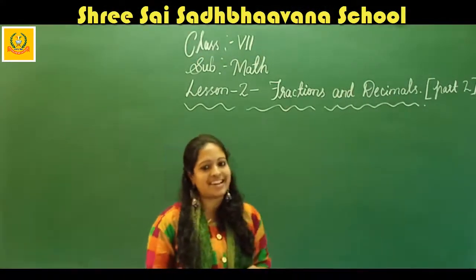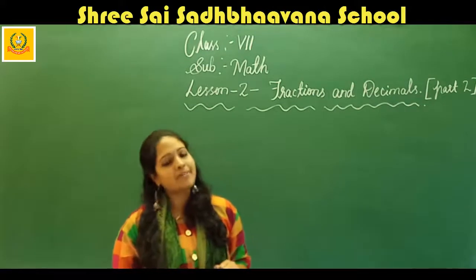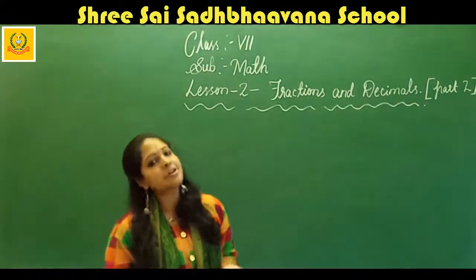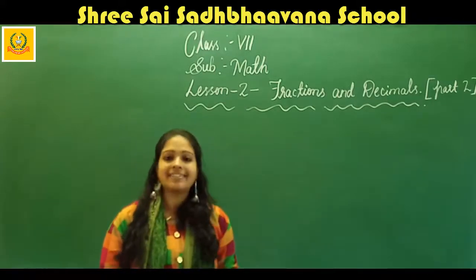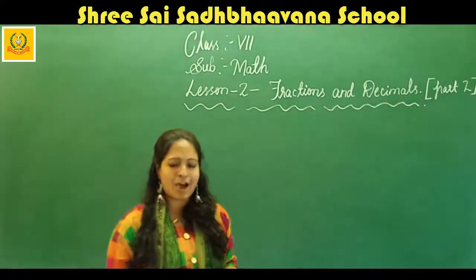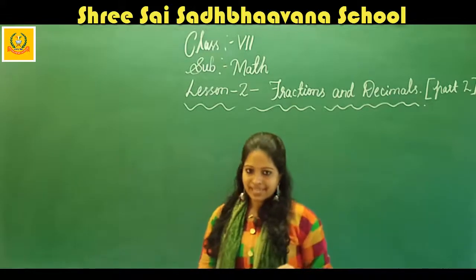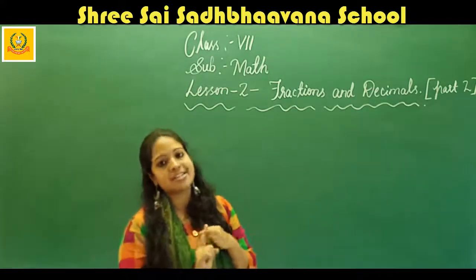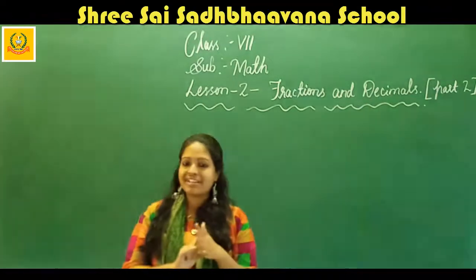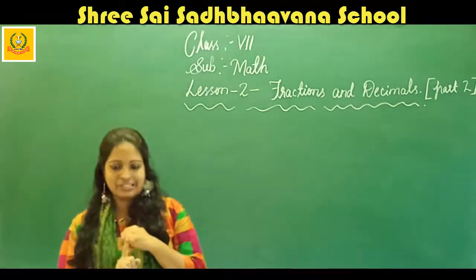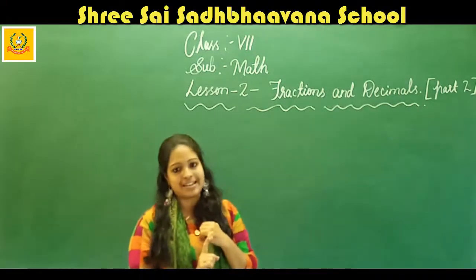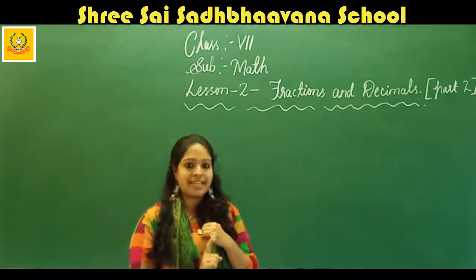What we have discussed in the last class, can you tell me, children? We have discussed the meaning of fraction, the parts of a fraction, and the types of fractions. Now can you tell me how many types of fractions there are? Yes: like fraction, unlike fraction, proper fraction, improper fraction, unit fraction and mixed fraction. So we have discussed the types of fractions in the last class and also the meaning of the fraction.